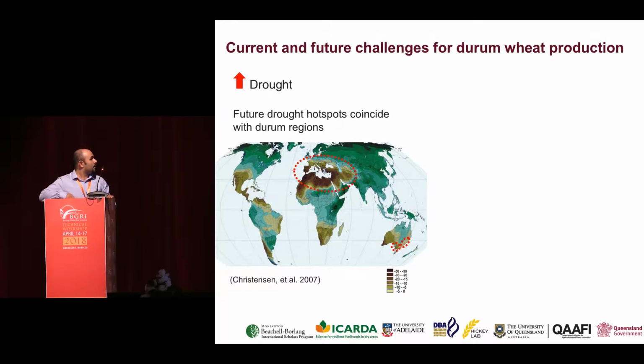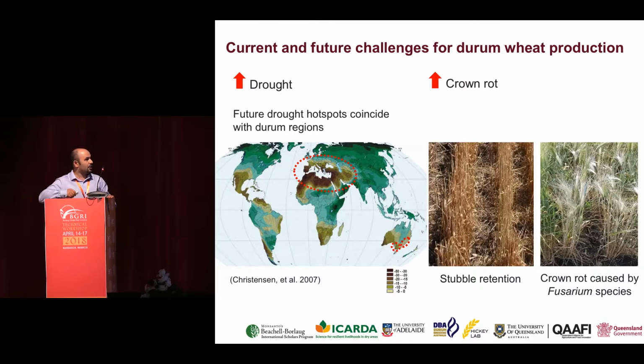So this is really bad. Another major issue that durum wheat production faces is crown rot disease. That is because farmers around the world have been adopting minimum tillage practices, and what we see is more stubble in the field. Crown rot disease, caused by Fusarium species, actually lives and survives in the previously infected stubble.